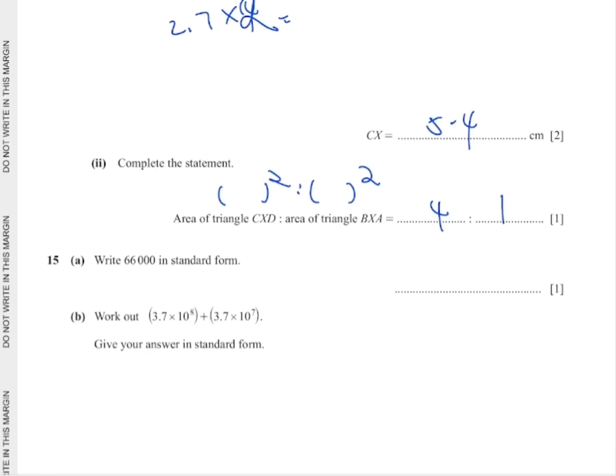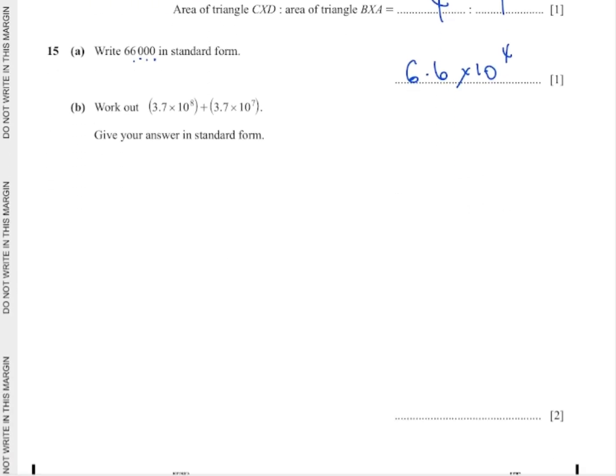Now, 66,000 in standard form. So this would be 6.6 times how many zeros? We'll have 1, 2, 3, 4. So 10 to the power of 4.